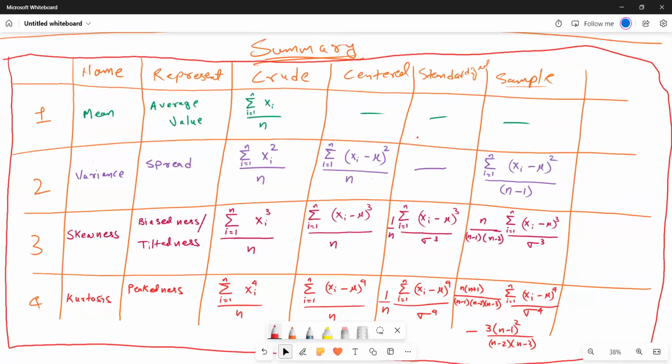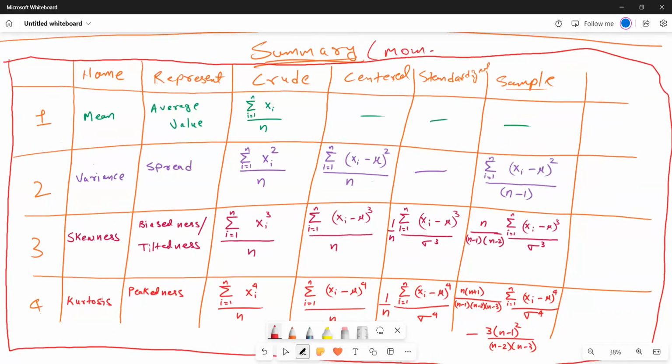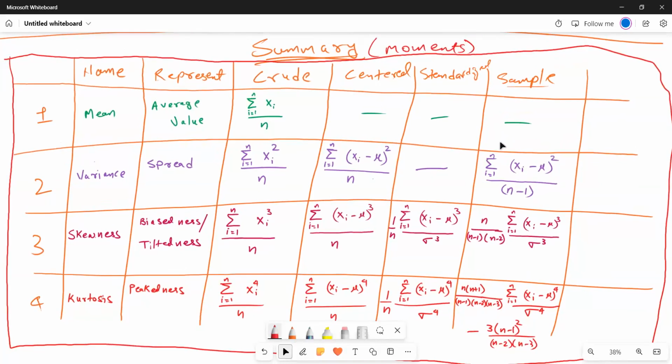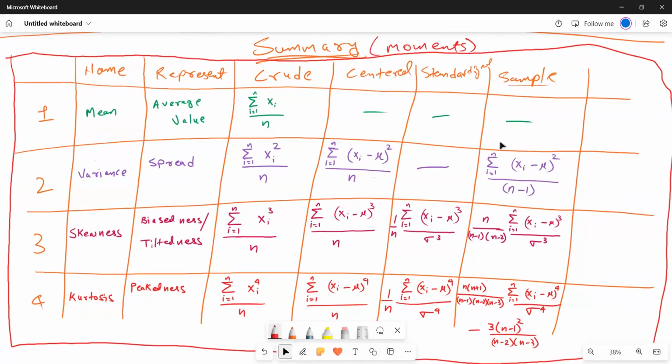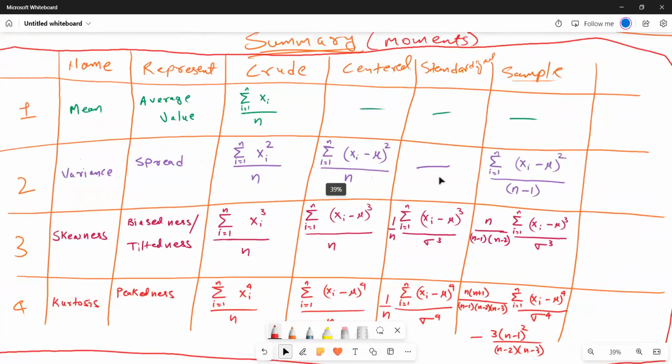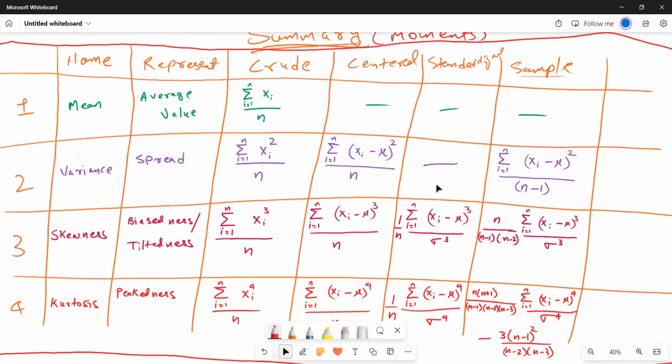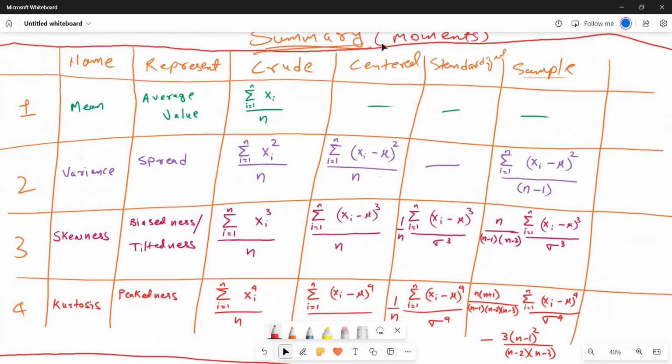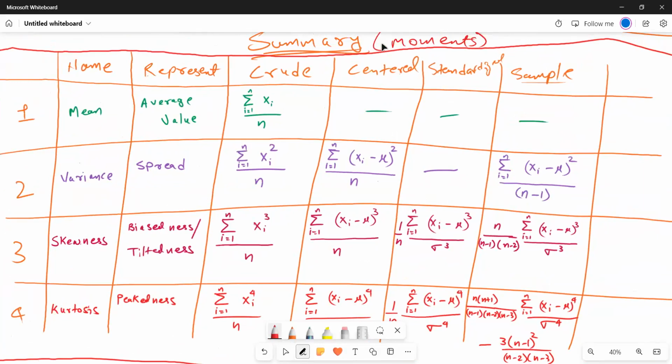Right, and this is the summary of moments. You don't have to go through the formulas, right? You don't have to remember the formulas. This is just for your conceptual understanding. I've summarized this into one single part, so that this will help you to establish the differences between these.